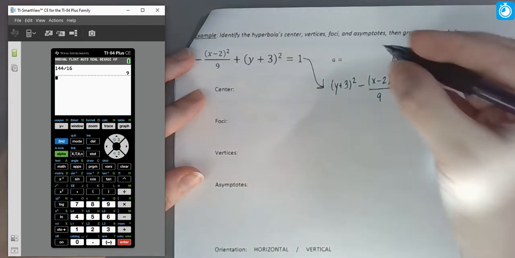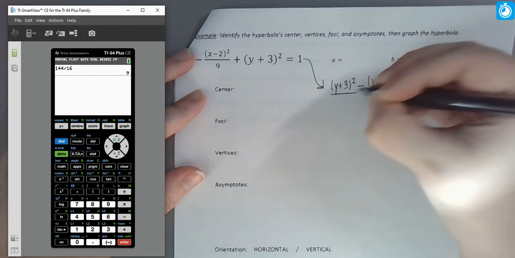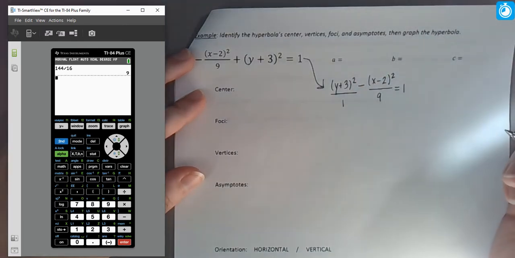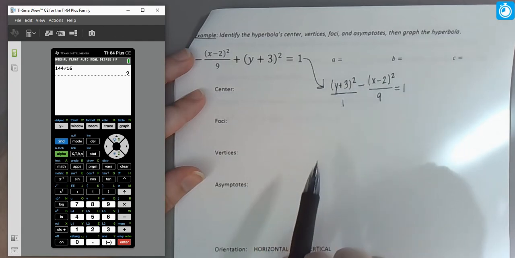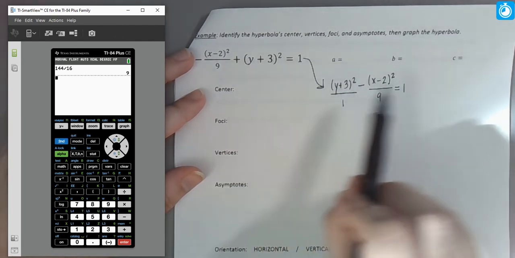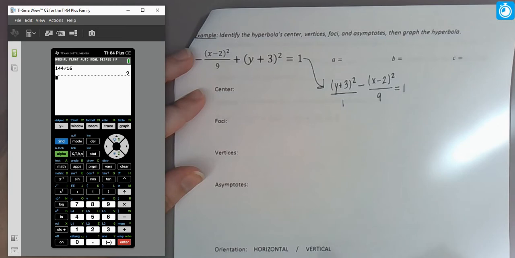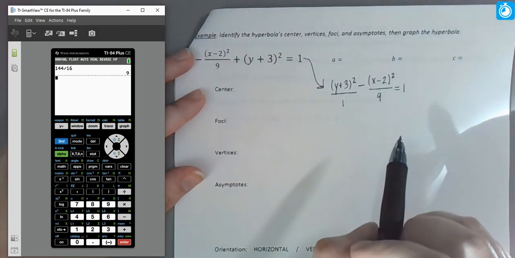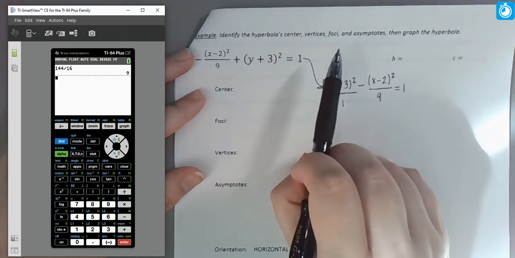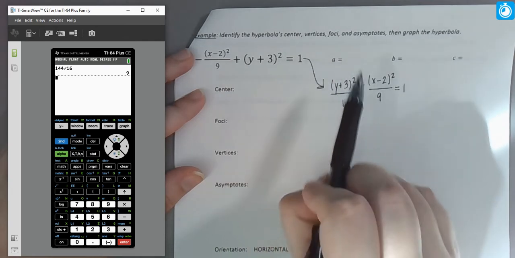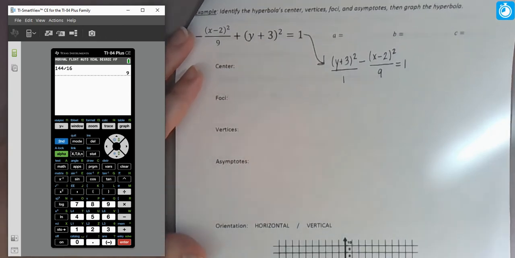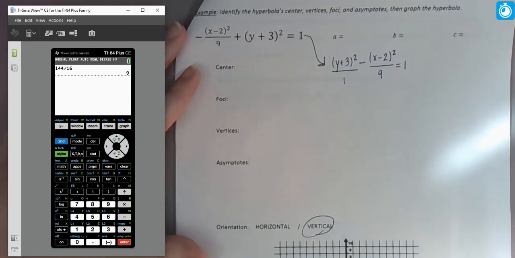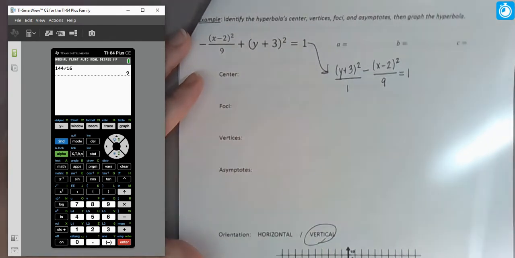Well, remember, anytime you have something that doesn't have a denominator, the denominator is really 1. So we really have a denominator of 1 associated with our y term. And now we're in the standard form for a hyperbola, and we can determine our a, b, and our c from there. Okay, so a is going to be associated with the positive term. The positive term in this case is the y term, which means we're looking at a vertical hyperbola, so branches above and below the center.